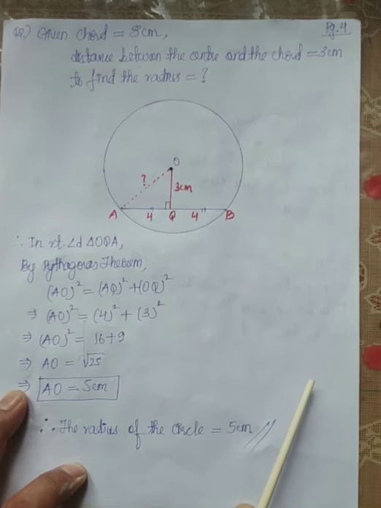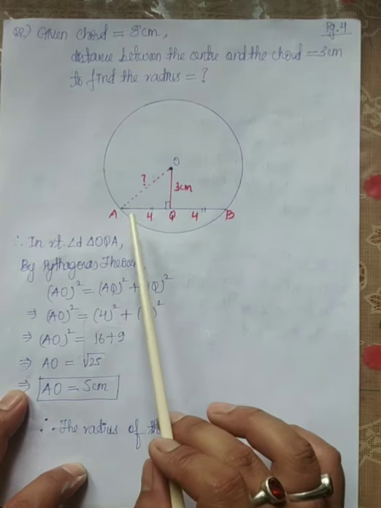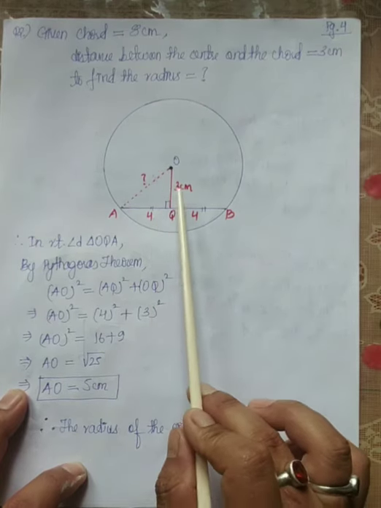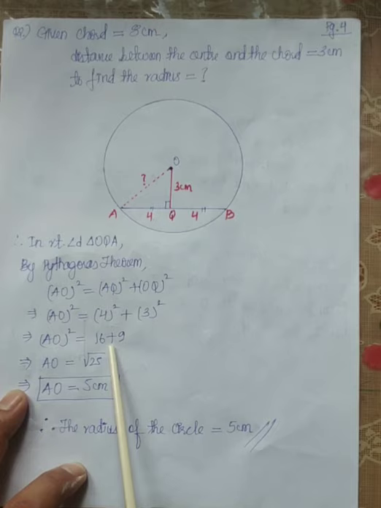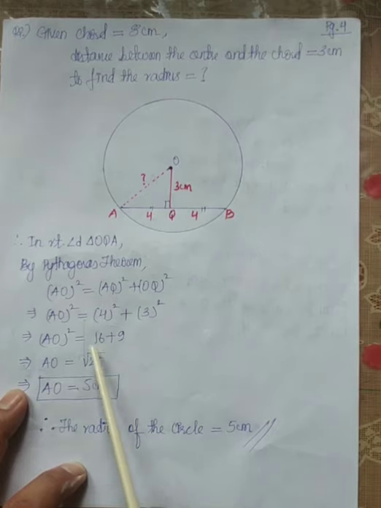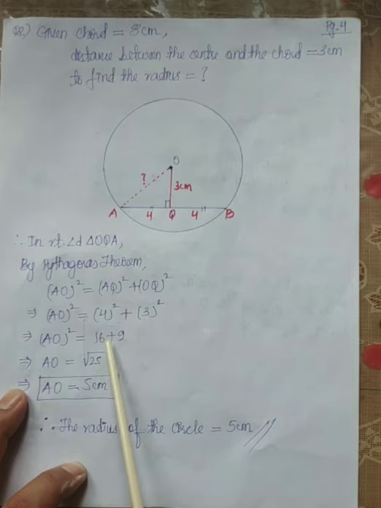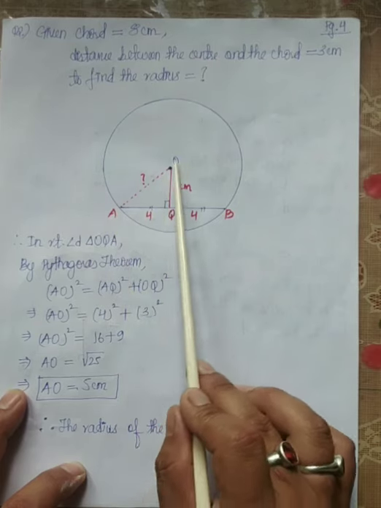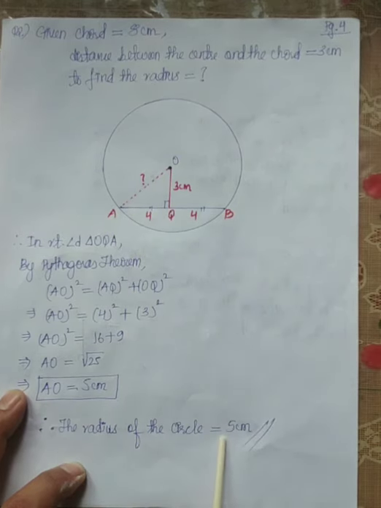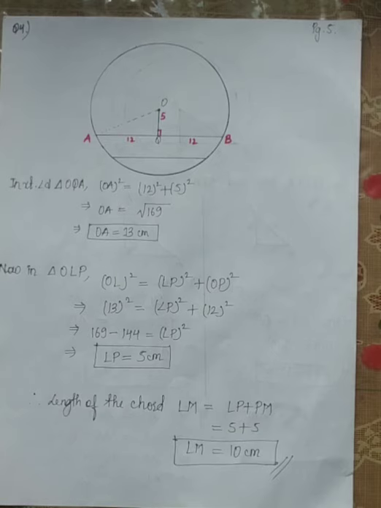So in this right angle triangle, from Pythagoras theorem, we know that OA square equals 4 square plus 3 square. 4 square means 16, 3 square means 9, 16 plus 9, 25. So AO square equals 25. So AO is root 25. AO becomes 5. So hence AO is nothing but the radius. So hence, what is the value for the radius of the circle? 5 centimeter. Pause the video to note down again. Alright, now we move to question number 4.